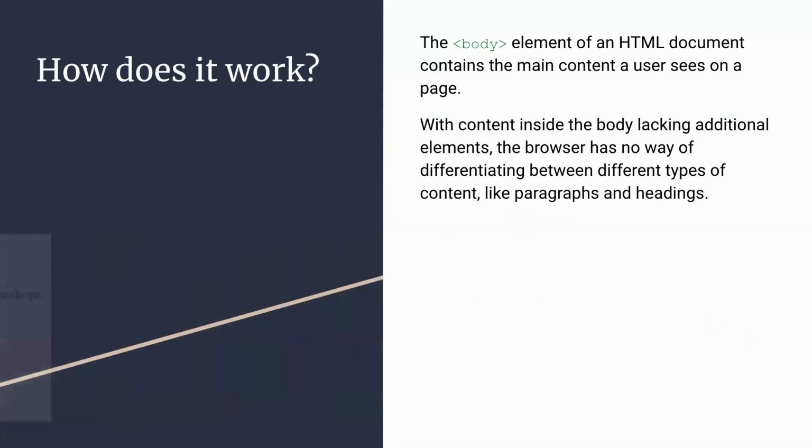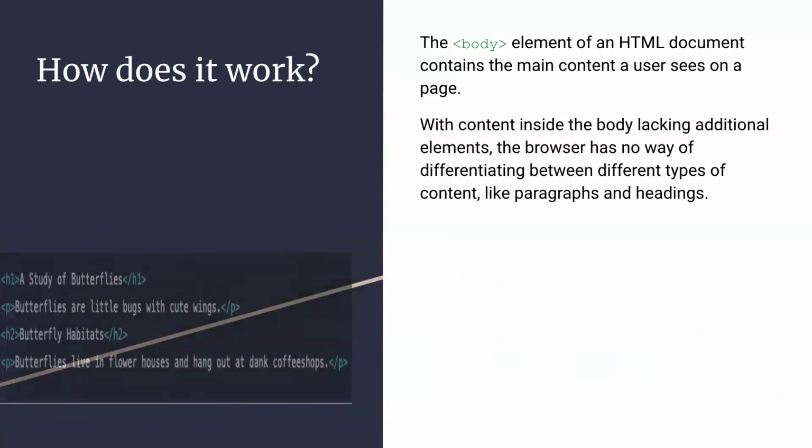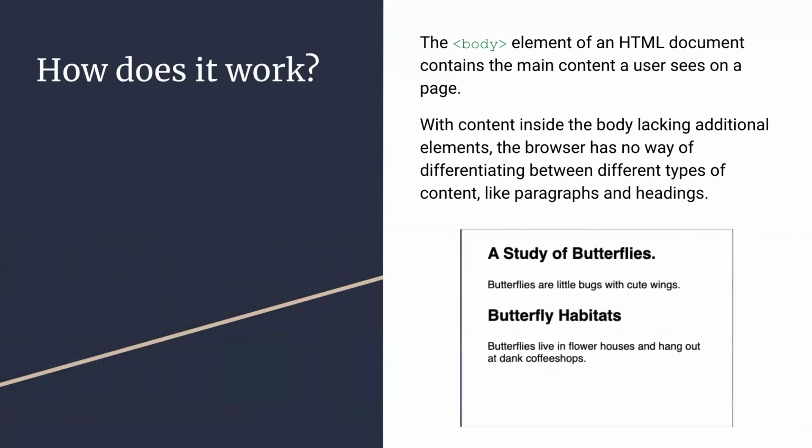So we can format this with H1s and a P tag and an H2 for the second heading, which is like the subheading, and another P tag. And then we get this, a study of butterflies. So that H1 at the top is the heading, the main heading of the page. Screen readers will look for that and they'll say, this is the main section. And then it takes in the P tag under that.